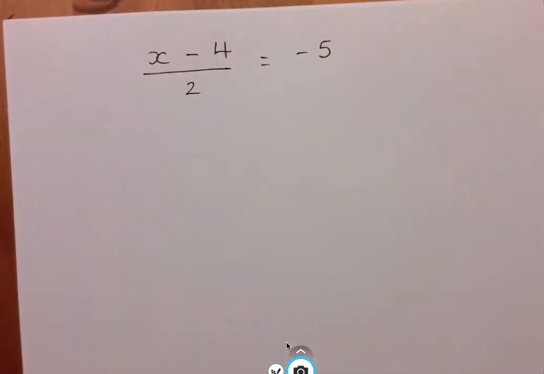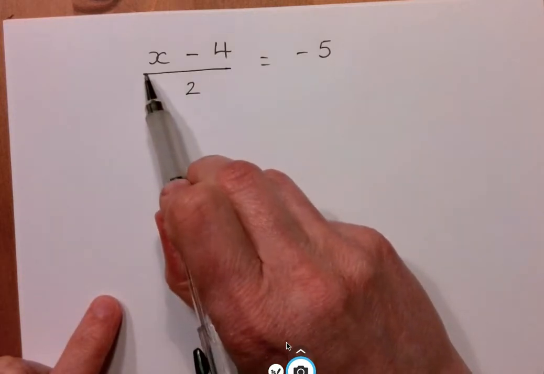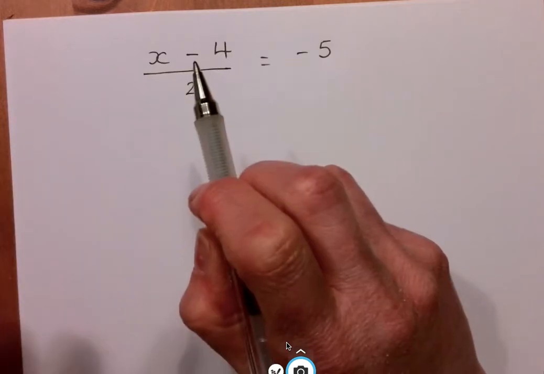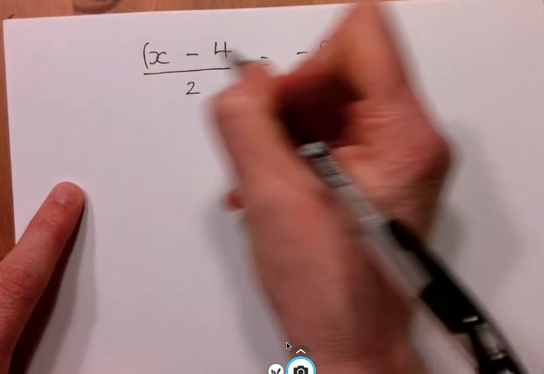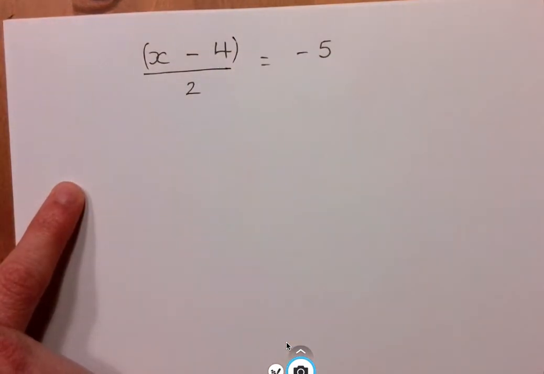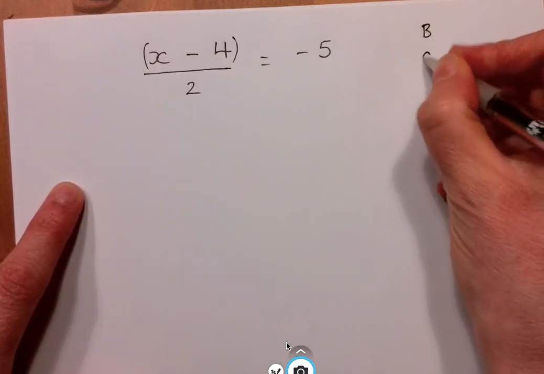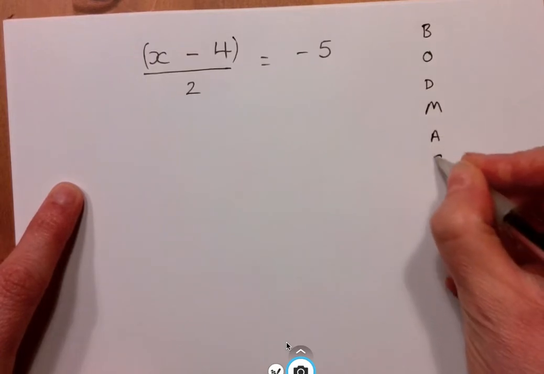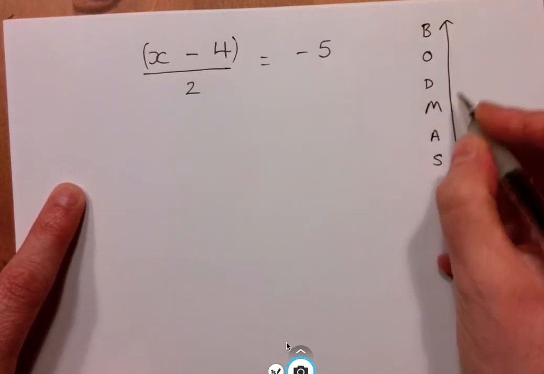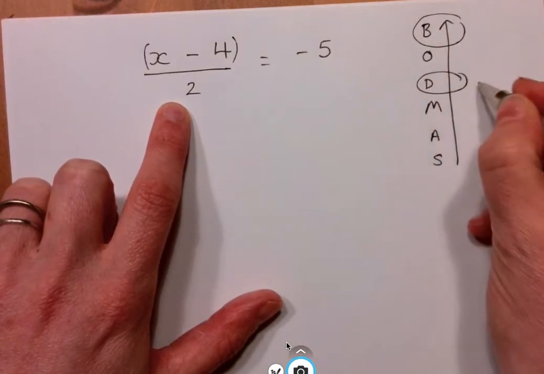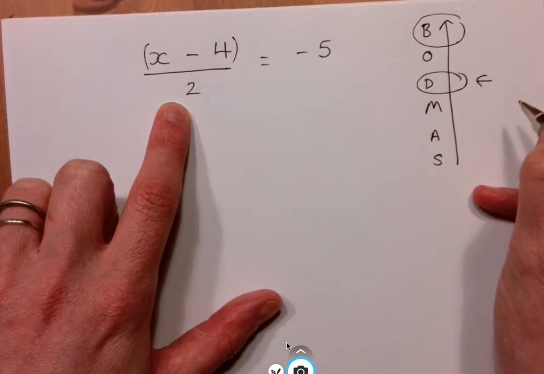Okay, so x take 4 all divided by 2 equals minus 5. Now this one is slightly different to the last one we did because the divide is underneath all of x minus 4, not just underneath the x. So if you think about this one carefully, it's like it's in a bracket, okay? So the first thing that we want to think about on our BODMAS in reverse is, right, we've got a division from the divide by 2, and then we've got our bracket to deal with. So the first thing we have to deal with here is getting rid of the division.